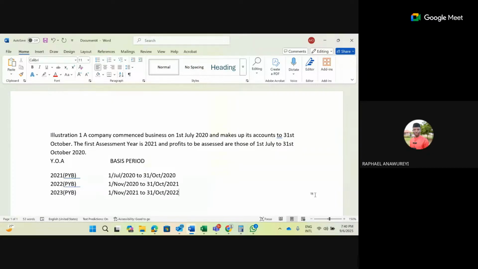But when we are doing the year of assessment, why are we now putting 2021? Ross, do you understand what we mean by preceding year basis? Yes, sir. What's the meaning of preceding year basis? Preceding year basis means that we are charging them to tax for the business they did last year. Okay, 2020. Sorry, sir, I've gotten it.